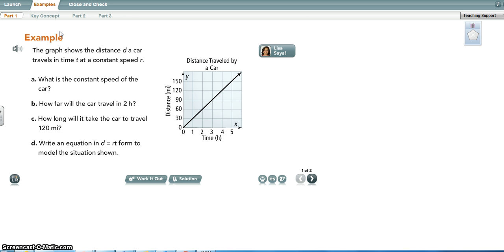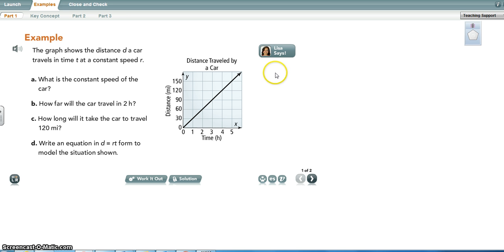So the graph shows the distance d a car travels in the time t at a constant speed r. We can tell that we have a constant speed because we do have a linear graph. We have a linear equation and our graph makes a straight line. So we know we're dealing with things that are constant. What is the constant speed of the car?